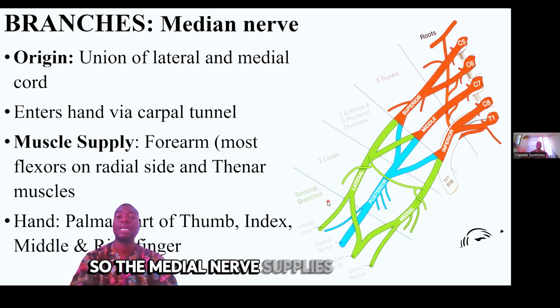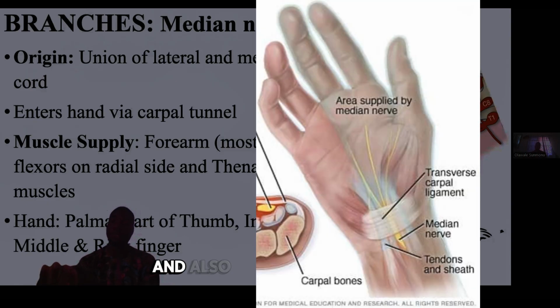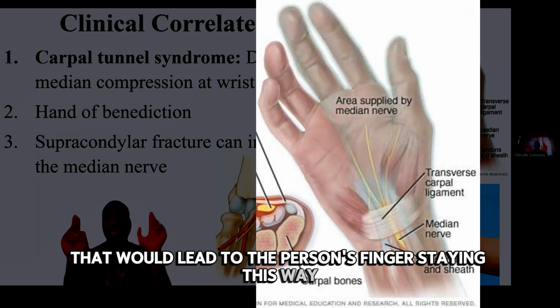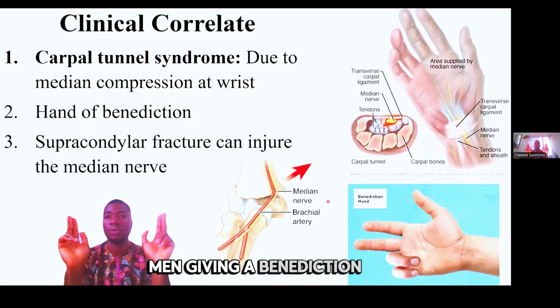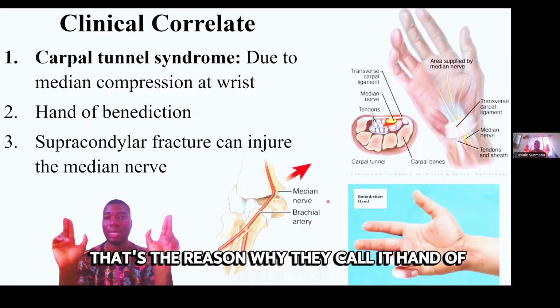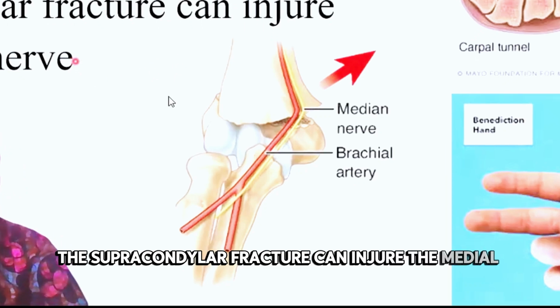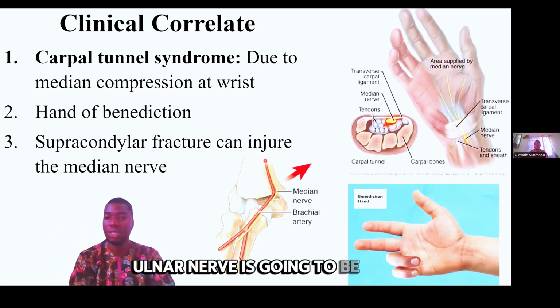So the median nerve supplies all the flexors in the forearm on the radial side, and also the thenar muscles, and that will lead to the person's fingers staying this way. This is like a symbolic representation of giving a benediction. So that's the reason why they call it hand of benediction. Then the supracondylar fracture can injure the median nerve. But if it's a fracture at the medial epicondyle, the ulnar nerve is going to be injured.